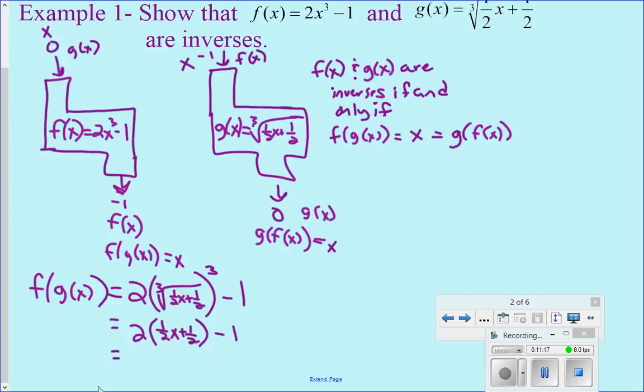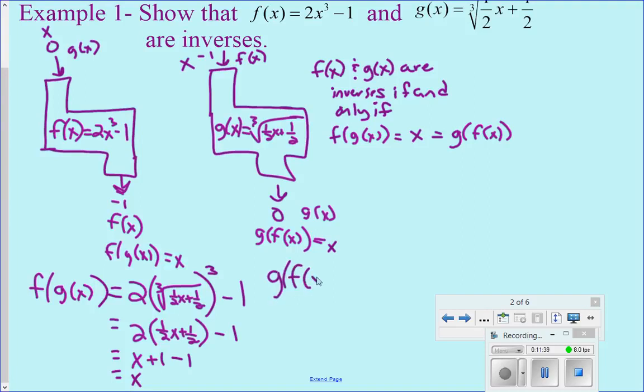And I'm going to multiply that by 2. So 2 times 1/2 x is x. 2 times 1/2 is 1. And x plus 1 minus 1 gives me x. So it's looking good so far. But just because we've gotten f of g of x equaling x doesn't mean we have proven that the two are inverses yet. We need to get g of f of x equal to x as well.